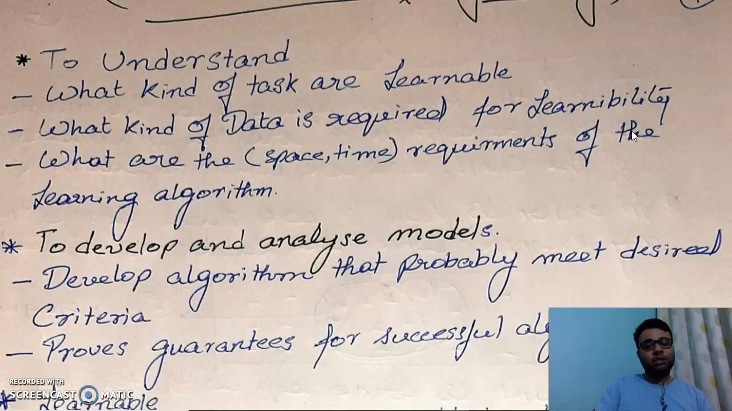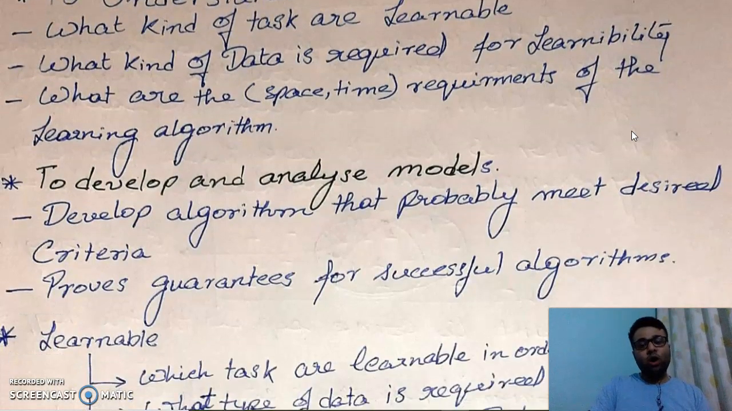So the first part is, what kind of tasks are learnable? We need to identify what type of tasks are learnable, what kind of data is required for learnability, and then what are the requirements of the learning algorithm, as for example space and time. If I'm talking about data, then specifically I need to be very clear that I'm talking about how much space that specific data is taking or acquiring, and how much time it is taking to get processed.